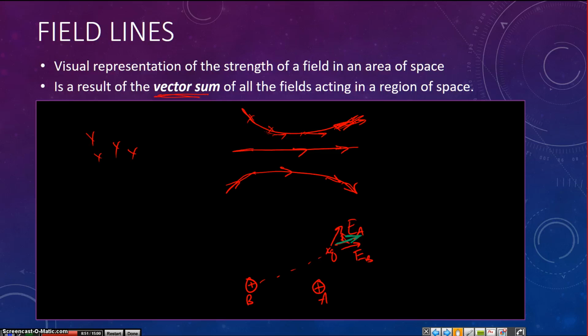And then finally, with these, back to right here, the closer the lines are to each other, the stronger the field. So just visually, what you can see is the closer the field lines, the stronger the field in that region of space.